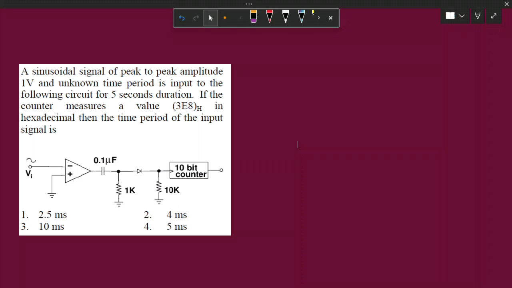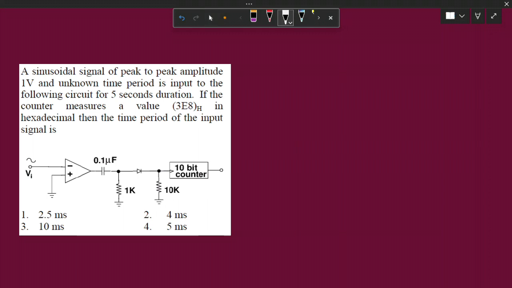If I say a 1-bit counter, it will count 0 and 1. If the counter counts 0, it means the counter counts the 0 value in a single clock cycle. Likewise, here the value 3E8 hex is given, which means the counter starts from 0 and the last count is 3E8 hex. The total number of counts is given and we have to find out the input frequency. So let's start.